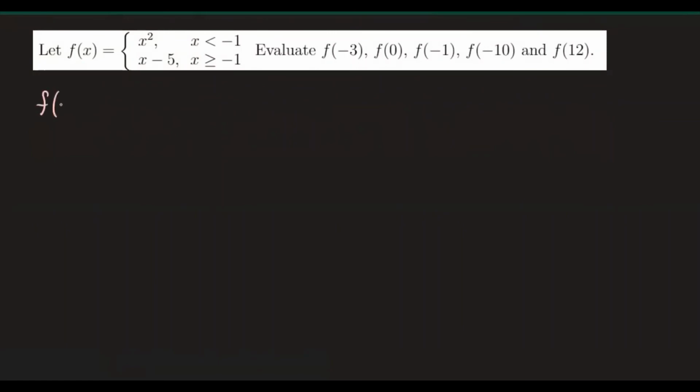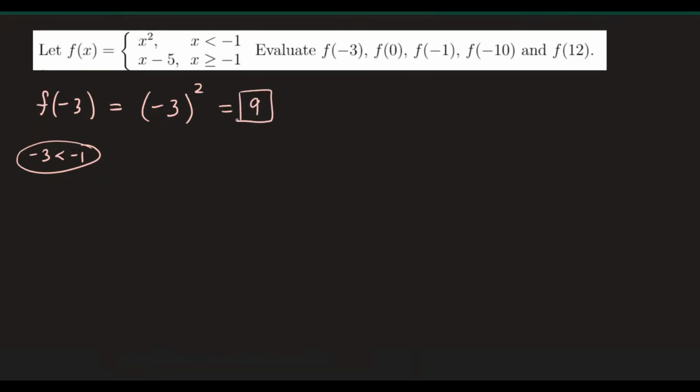So to evaluate f of -3, our input is -3. So that means I need to see which interval -3 fits into. Well, I know -3 is less than -1. So that means I have to pick the top function of this piecewise. So I'll pick x squared. Well, x is replaced with -3. And then we evaluate. So that will give us 9. So f of -3 is 9.